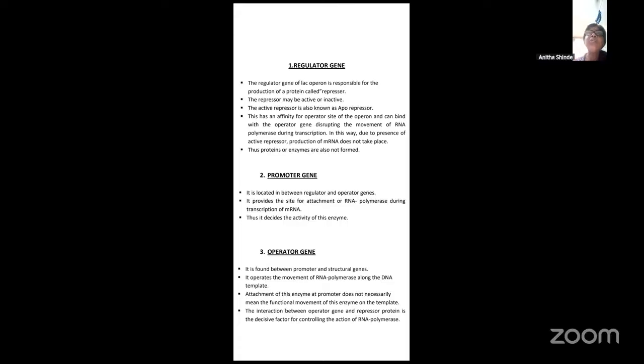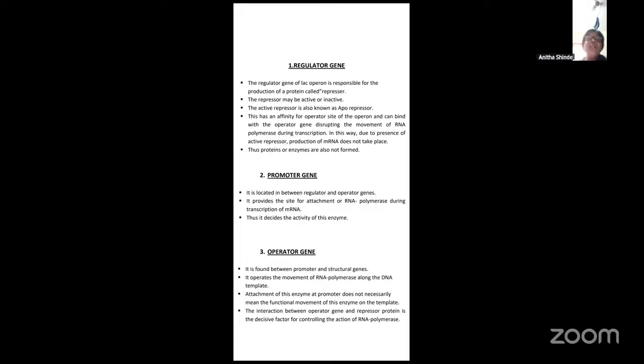You know what the operon concept is. The operon concept needs three different types of genes: the regulator, the promoter, and the operator gene. The regulator gene is responsible for the production of a protein called a repressor, and this repressor may be active or inactive. And if this active repressor has the affinity to bind with the operator gene.